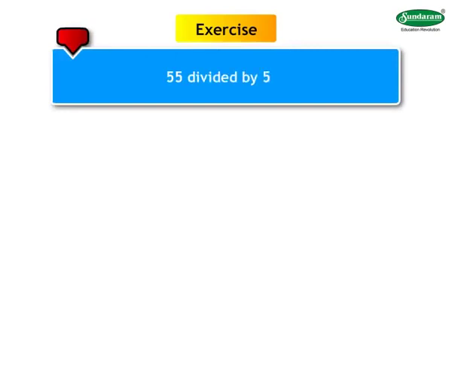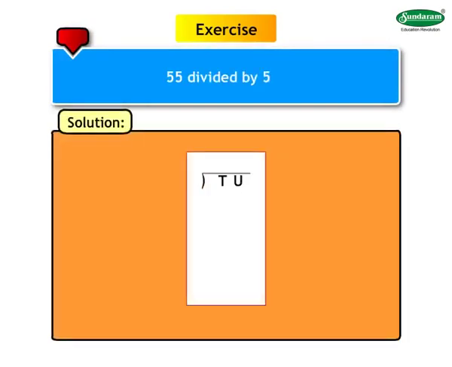55 divided by 5. In 55, there are 5 tens and 5 units. The divisor is also 5. So, let's begin with the sum. First, we will divide 5 tens by 5. As 5 ones are 5, we will write 1 in the tens place of the quotient and the product 5 below 5 tens. Now, subtract 5 minus 5, which is equal to 0.